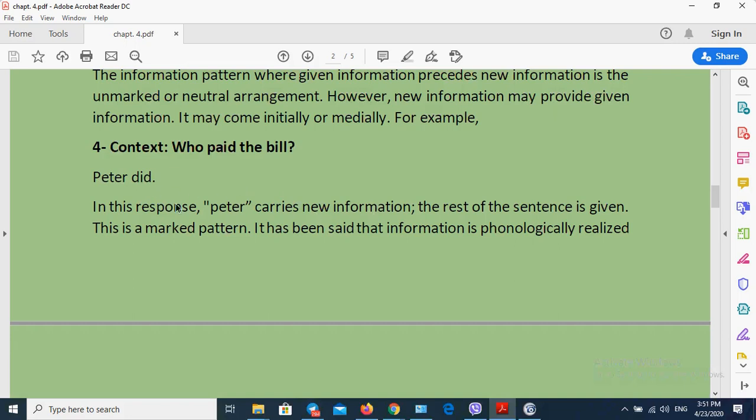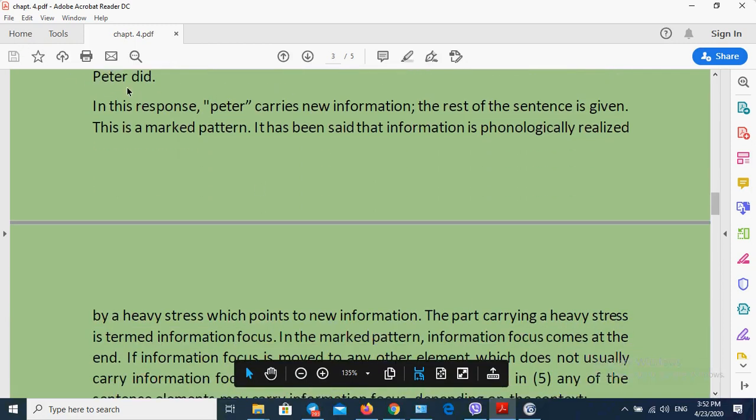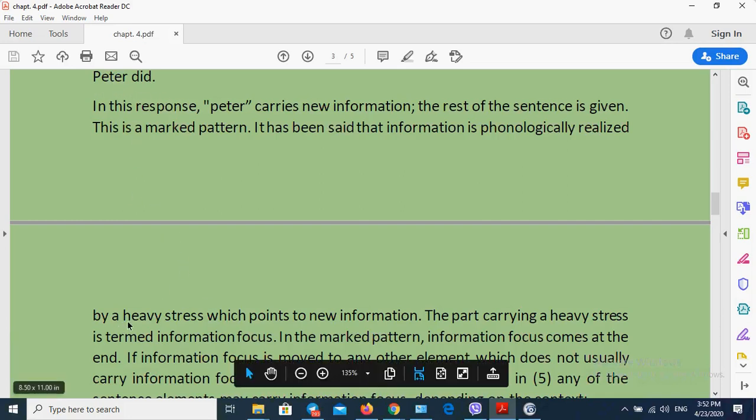But here we have new information, Peter. The rest of the sentence is given, that means here the rest, did. This is a marked pattern. It is said that the information is phonologically realized. When you say Peter, you focus on the stress, phonologically realized. You have heavy stress when you say Peter did.